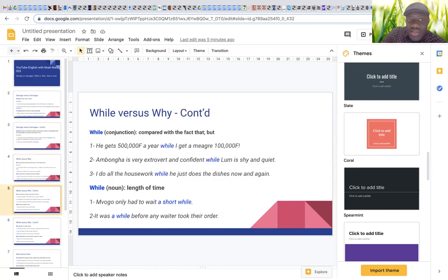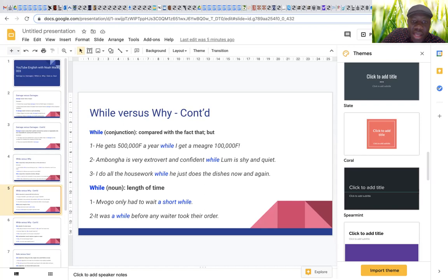While again, as a conjunction, would mean compared with the fact that, and in this case, it means but. So if we say he gets 500,000 francs a year while I get a meager 100,000, it means he gets 500,000 francs a year but I get a meager 100,000 francs.